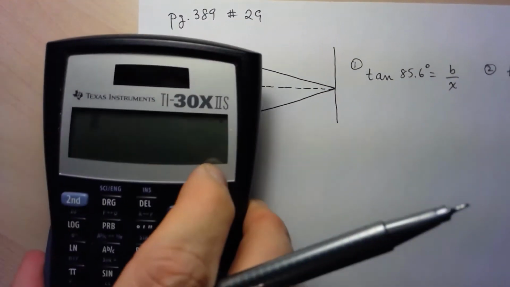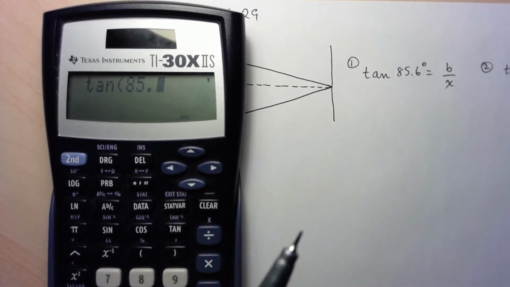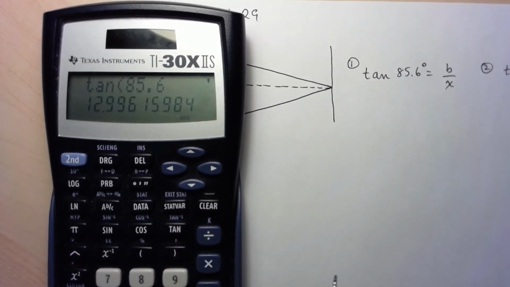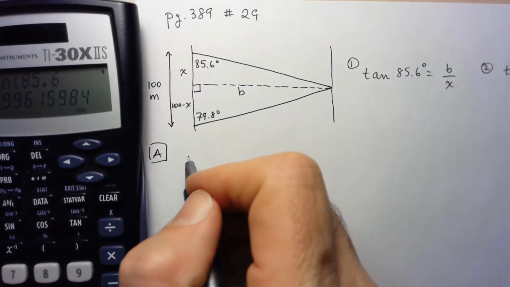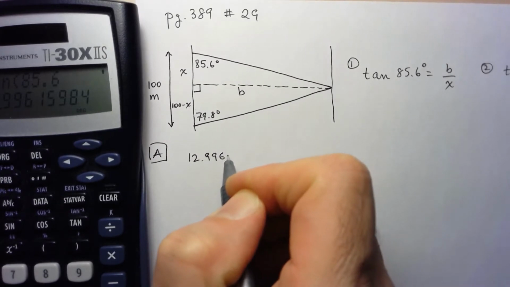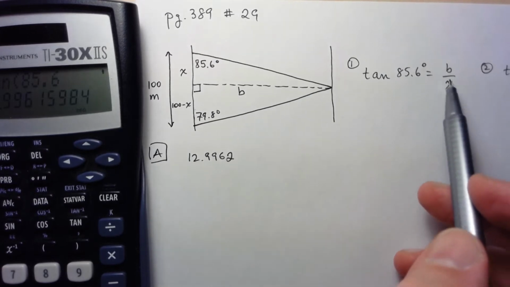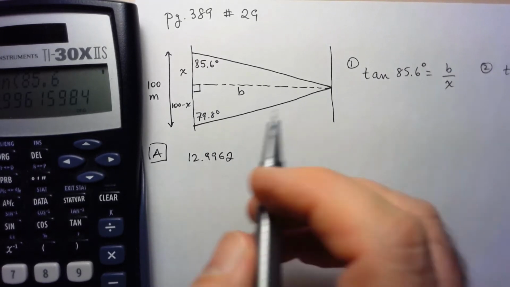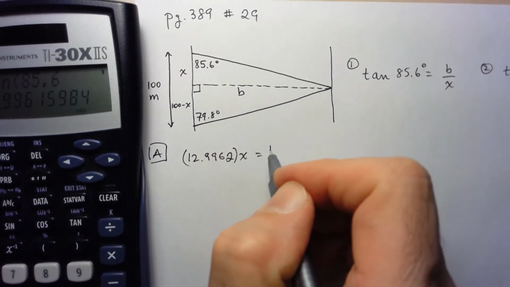Okay, so let's find tan of 85.6. So tan of 85.6 is 12.9962. Right off the bat, I'll start doing some algebra because I don't want this x in the denominator. So let me multiply both sides by x. So here that's 12.9962 times x equals b.